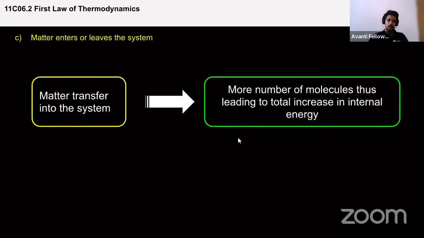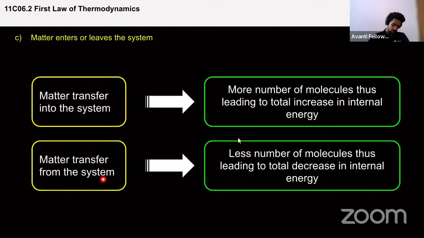Now next thing, as we discussed before, if you are increasing the number of moles, as the molecules are increasing, if you are keeping the container same, collisions will increase, so the internal energy will increase. Matter transfer into the system, nothing but if you are giving gas into the system: more number of molecules, thus leading to total increase in internal energy. Matter transfer from the system, where you are removing the gas: less number of molecules, thus leading to total decrease in internal energy. As the collisions decrease, the internal energy of the system also decreases.